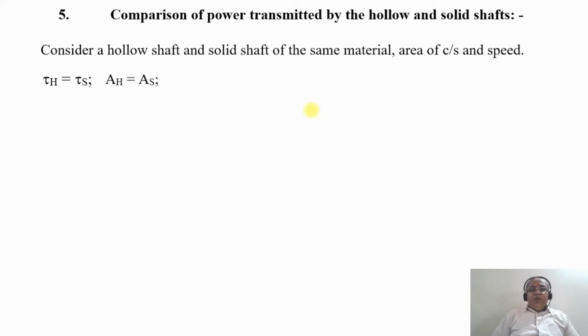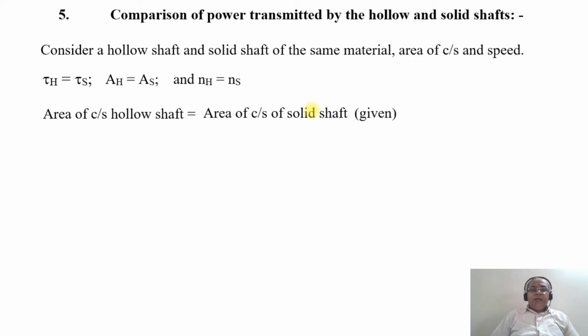Then the area of the hollow shaft is equal to the area of the solid shaft, which is AH equal to AS, and the speed is the same. So NH is equal to NS, that is, the speed of the hollow shaft is equal to the speed of the solid shaft. What is the area of cross section of the hollow shaft? The area of cross section of the hollow shaft will be equal to the area of cross section of the solid shaft, which is given, that is AH equals AS.